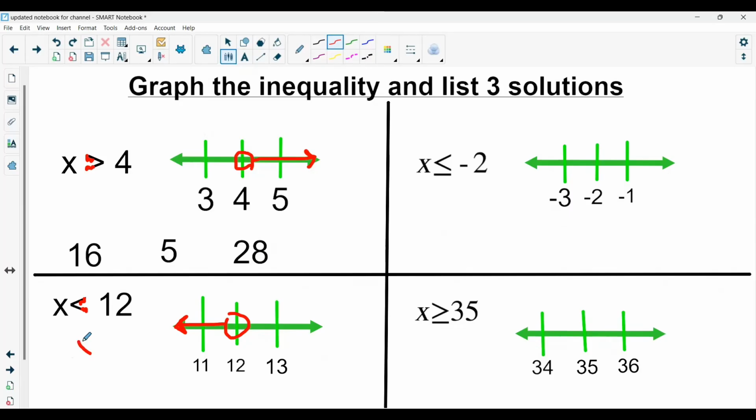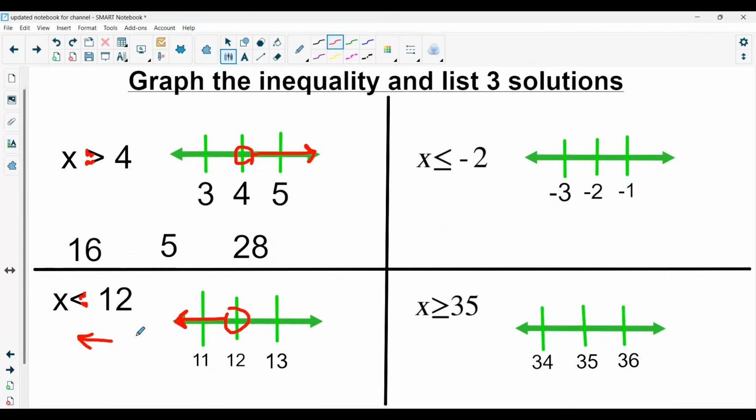If you want to draw it this way, you can draw your arrow, and these arrows do indeed match. So now let's think of some numbers that are smaller than 12. 11 is one that we have in the picture here, okay, on our number line. What is another one? What about 0? Okay, that could be a solution. What about negative 16? That's smaller than 12.